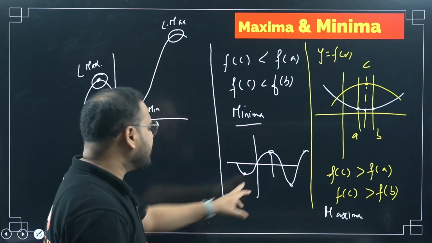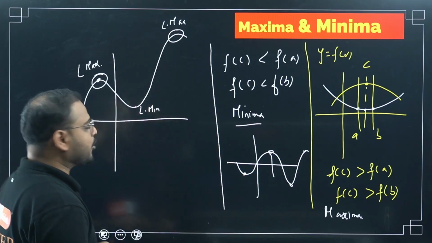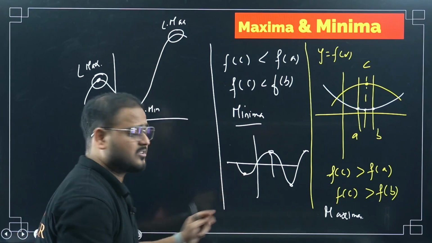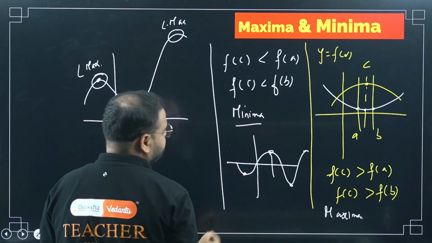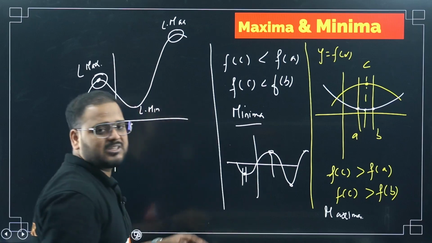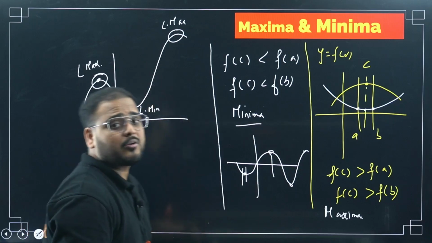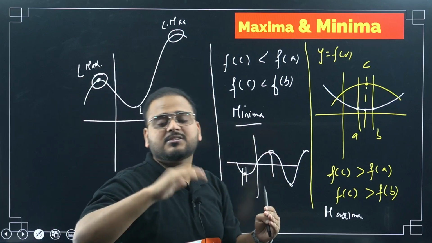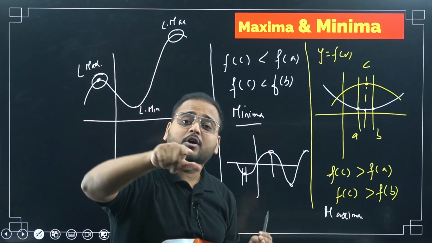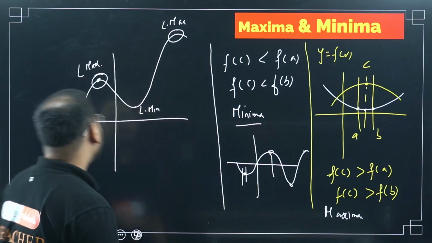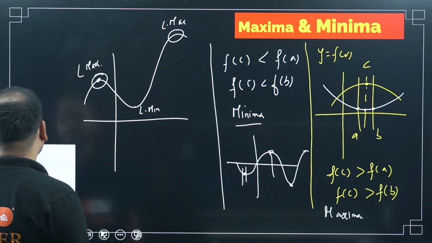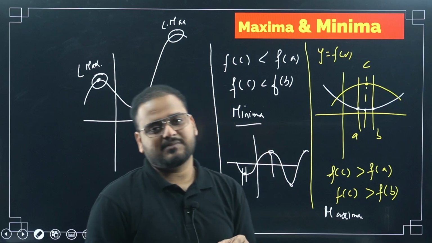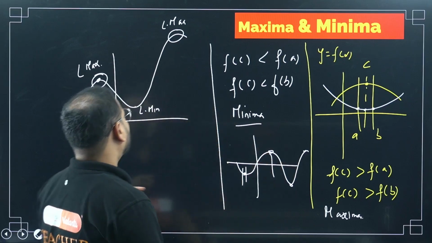Local means in that particular neighborhood only. Whenever we talk about local maxima, we talk about a very small region, from here to here. Only this we'll consider. But for global or absolute, we talk about the entire domain. For the entire domain of the function, what is the highest value? Then we call it global maxima. I hope this is clear. We'll have questions where we talk about absolute maximum or absolute minimum also.